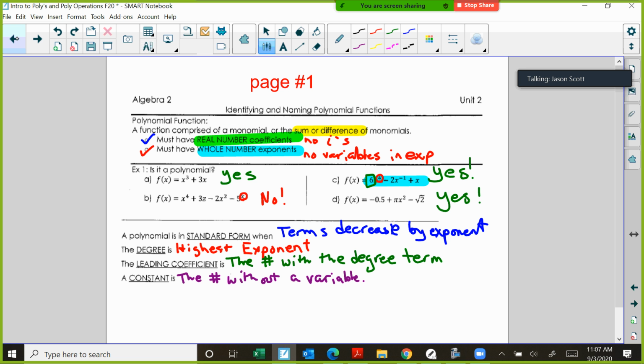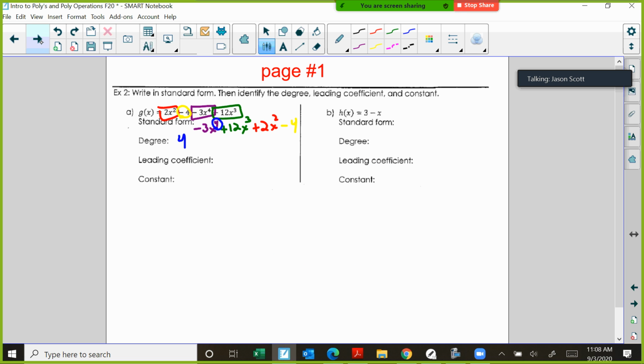The leading coefficient is the number with the degree term. So what's the coefficient of that term? It is the negative 3. That is the leading coefficient. Leading coefficient and the degree will be on the same term, or be on the same x.